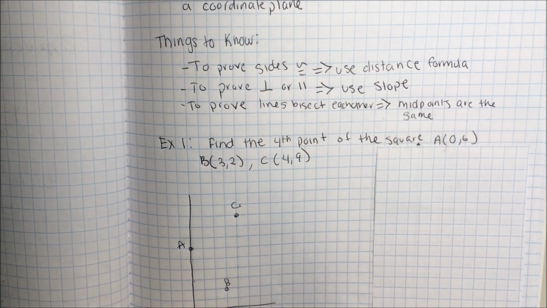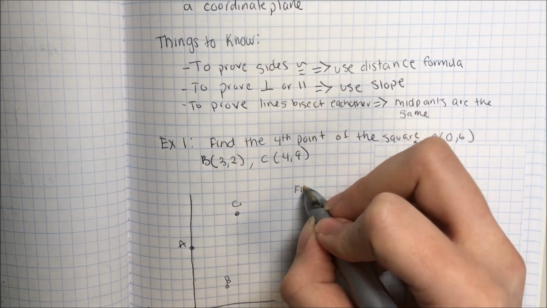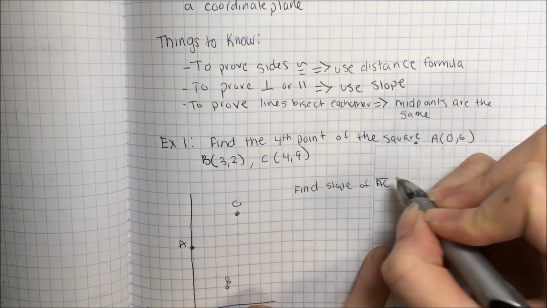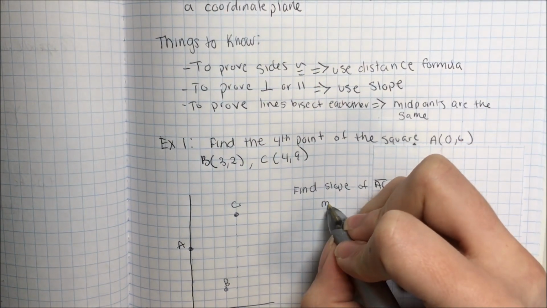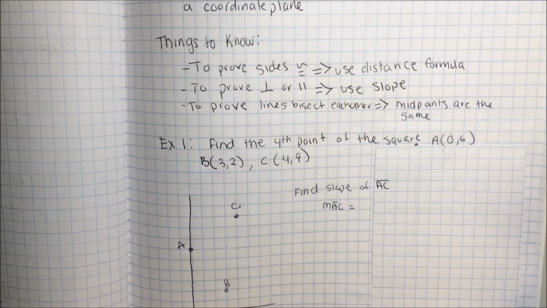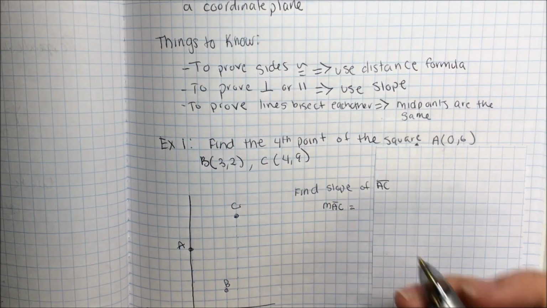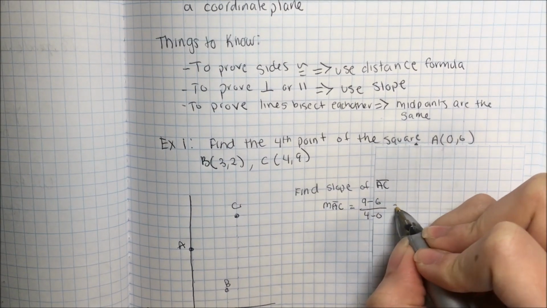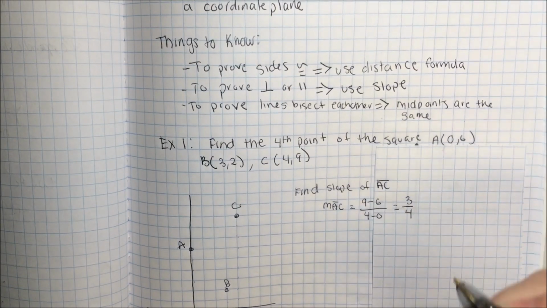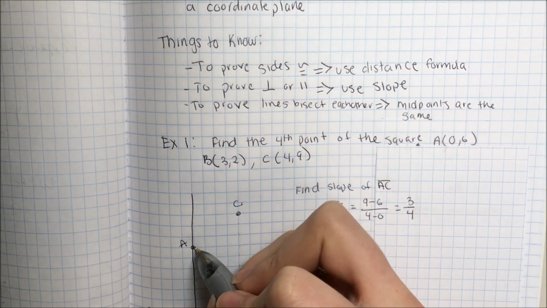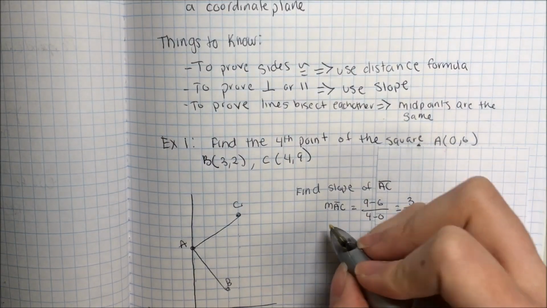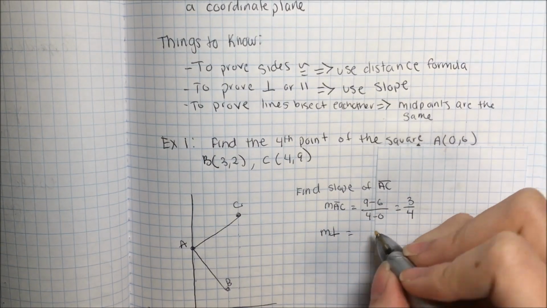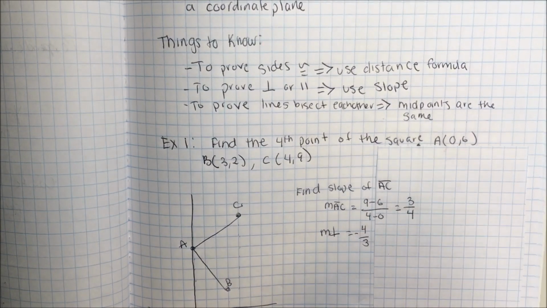So the first thing we want to do was plot our points, and then now we're going to find our slope of line AC. So we're going to have 9 minus 6 over 4 minus 0, and we get 3 over 4 as our slope for AC. Now our perpendicular slope would be the negative reciprocal of 3/4, which is negative 4 over 3.